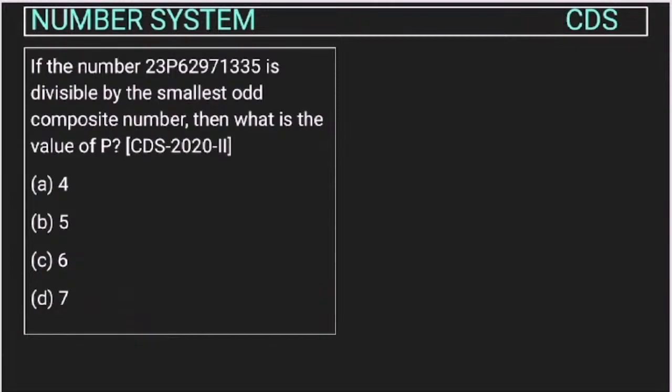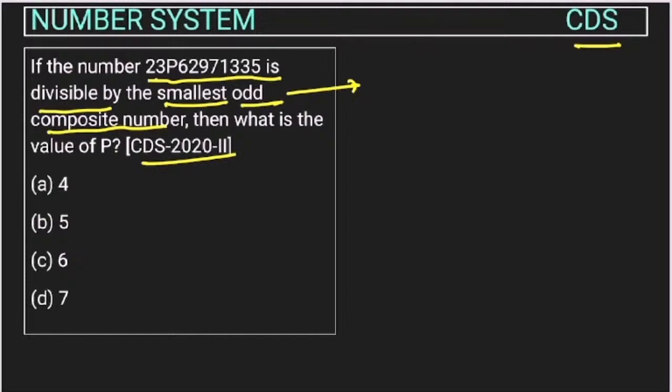Now this question is from number system asked in CDS exam of 2020. If this number is divisible by the smallest odd composite number, then what is the value of P? See, we all know about divisibility. But here, divisibility by which number is being asked? The smallest odd composite number. So we have 2, 3, 4, 5, 6, 7, 8, 9. Let me not delay. So see in this, what do we have to find out?